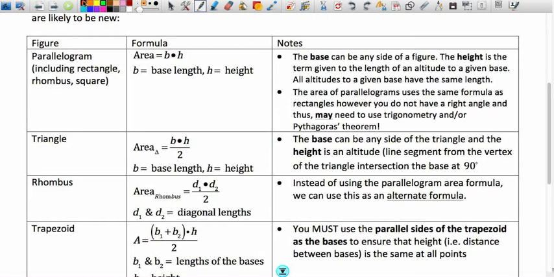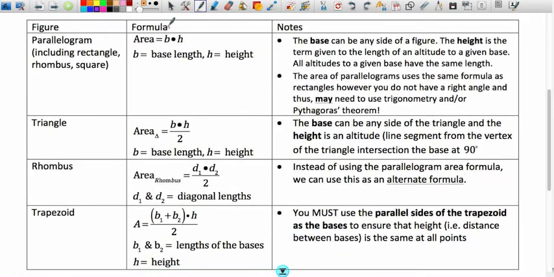Okay, and so what I'm going to do is start off by showing you this table of area formulas, which, as usual, will be given on your theorem sheet, and I'm just going to highlight a couple of key features of each formula. Like I said, some of these you've seen and worked with before, others will be relatively new to you. So the first is the area formula for a parallelogram, and that of course includes a rectangle, a square, and a rhombus, because each of these are parallelograms.